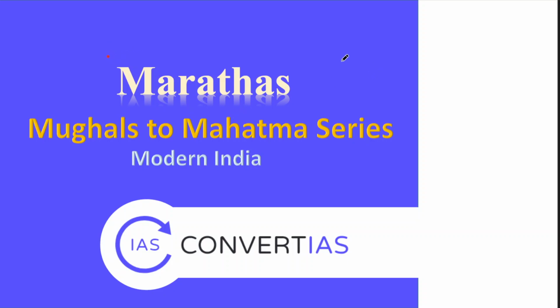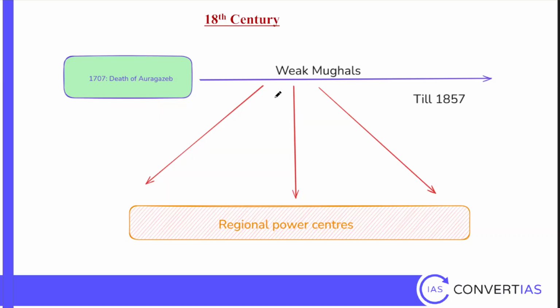The theme of this discussion is Marathas. So coming back to the context, we have discussed the decline of the Mughals in the past videos. I've told you that 1707 is the year that marks a break. 1707 is the year in which Aurangzeb dies. Then you have a series of weak Mughals.